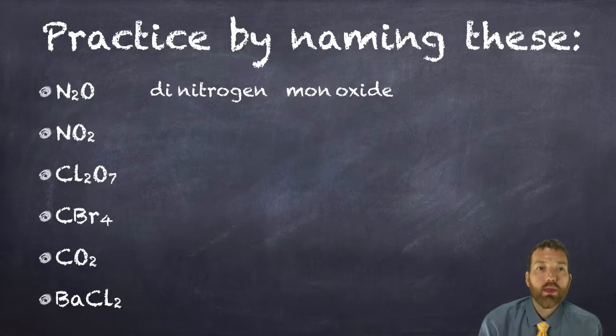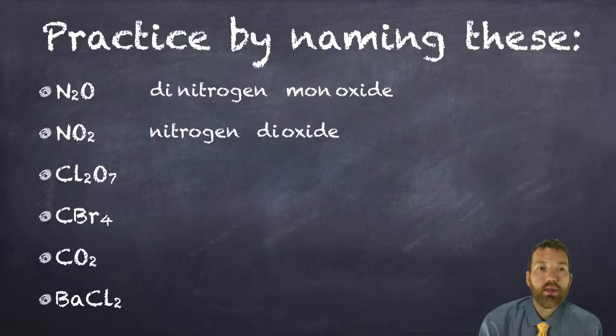All right, the next one, NO2. So the prefix for 1 would be mono, but remember the other exception is we don't write mono if it's the first element. So for this one, we'll just write nitrogen. And then we do the prefix and name for the second element. So I have 2 oxygens. So the prefix for 2 is di, and the element is oxide. So nitrogen dioxide.